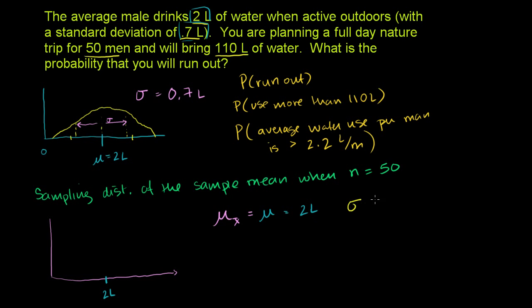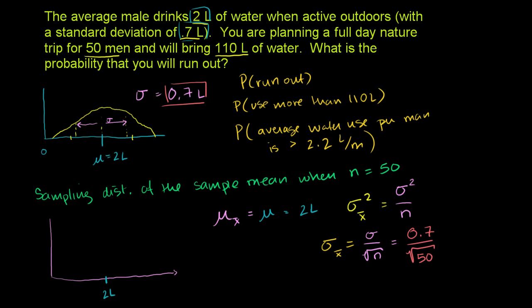Maybe to put it a better way, the variance of the sample mean is going to be the variance of the population divided by n. And if you wanted the standard deviation of this distribution right here, you just take the square root of both sides. The standard deviation of the sample mean is going to be equal to the standard deviation of the population divided by the square root of n. And what's this going to be in our case? We know the standard deviation of the population is 0.7. And n is 50 men, so it's 0.7 over the square root of 50.